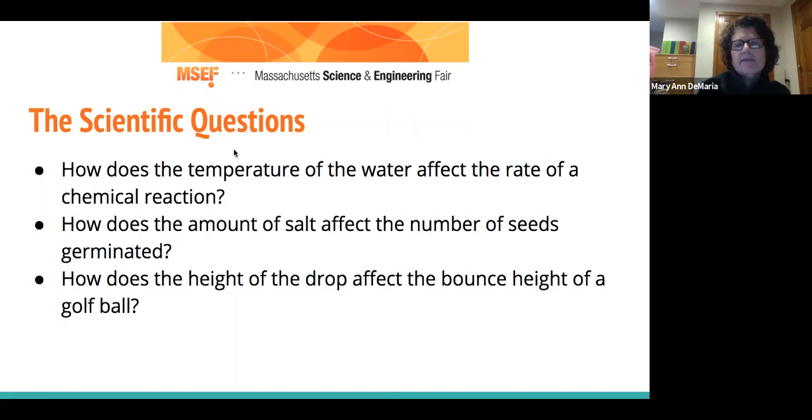From last week, these were the scientific questions we asked. We had 3 sample experiments. How does the temperature of water affect the rate of a chemical reaction? How does the amount of salt affect the number of seeds germinated? And then our third was a physics one: how does drop height affect the bounce height of a golf ball?